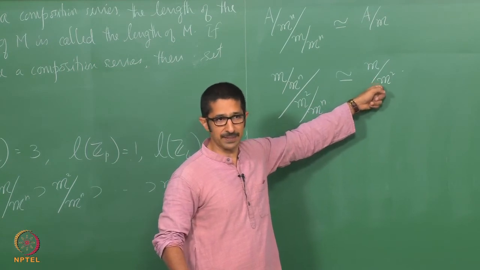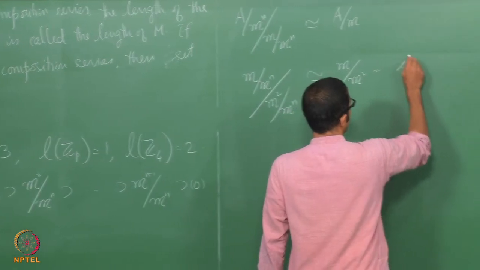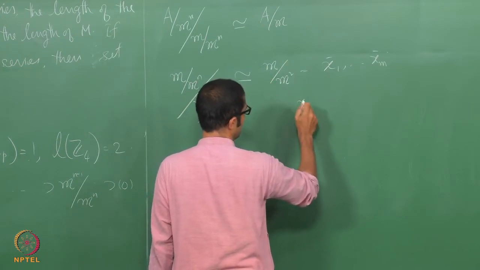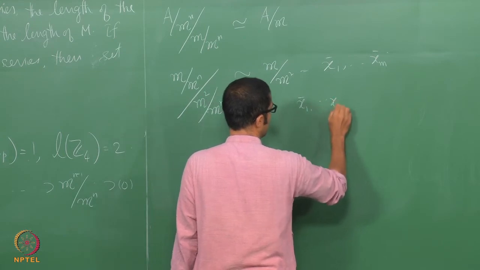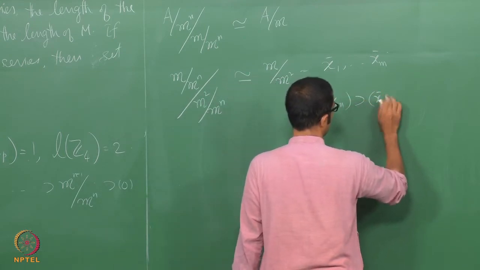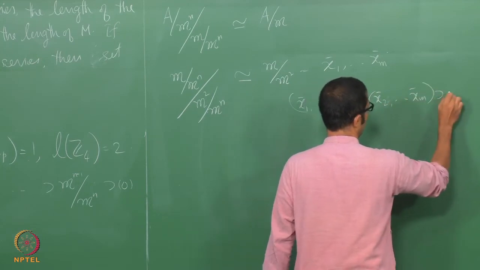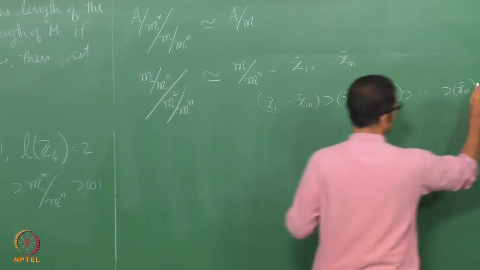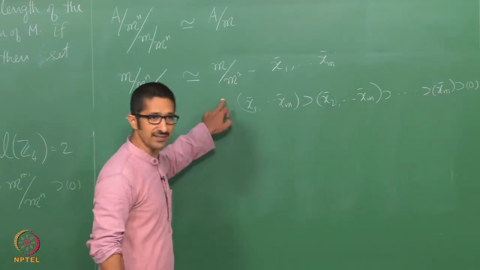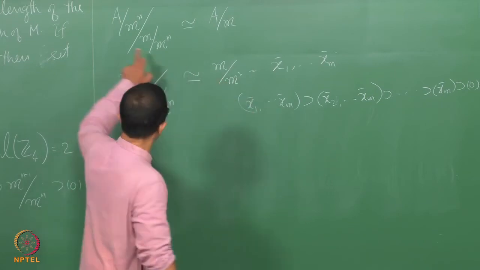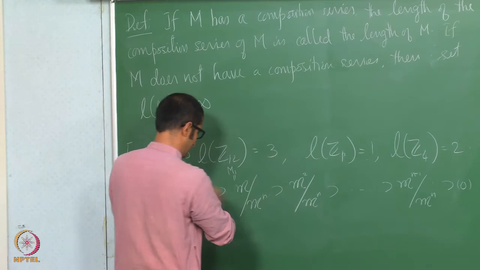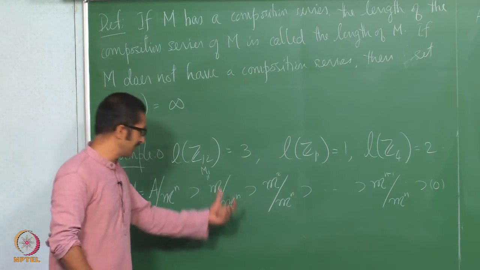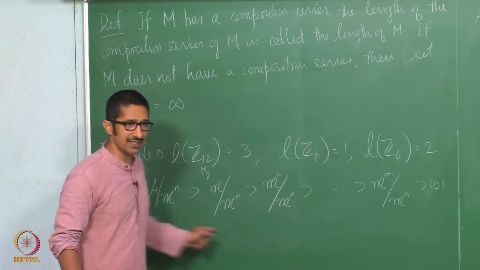If this is an m dimensional vector space, then suppose this is generated by x1 bar up to xm bar. Then within this I can have x1 bar up to xm bar, x2 bar up to xm bar, and so on, xm bar, to 0. This itself is a composition series of M mod M square, right. So, therefore, this need not necessarily be a composition series. I can insert in between and get a composition series.